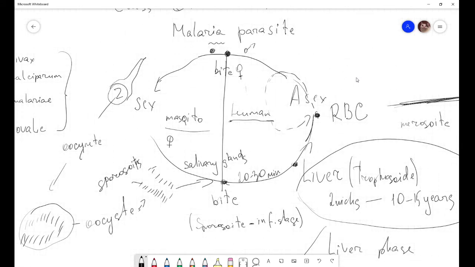Okay, from what stage does it start? We start from the bite, when an infected female mosquito bites a human. The mosquito is Anopheles, and only the Anopheles mosquito bites man. It inoculates saliva containing sporozoites. These sporozoites of the malaria parasite are the infective stage. You must remember that.